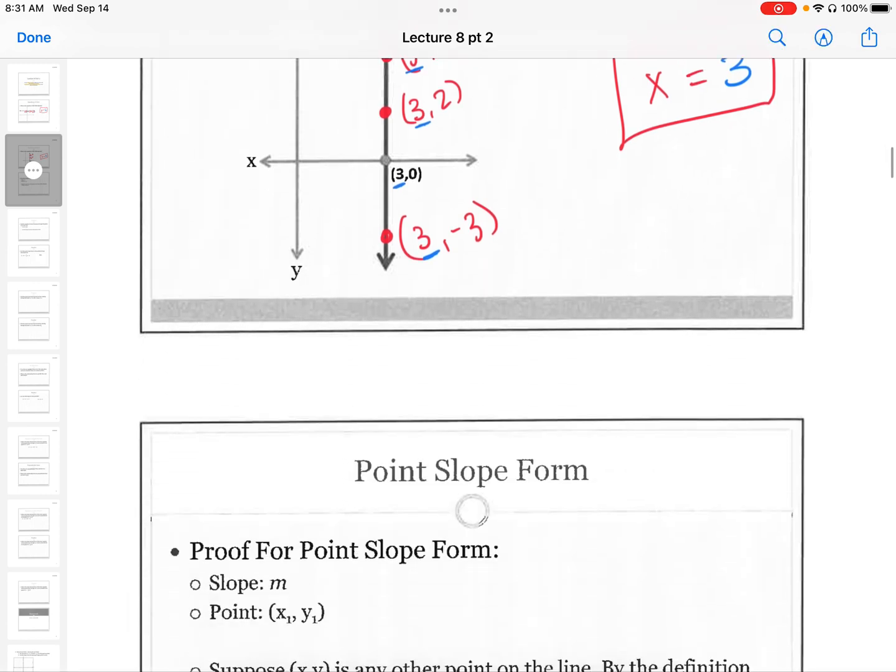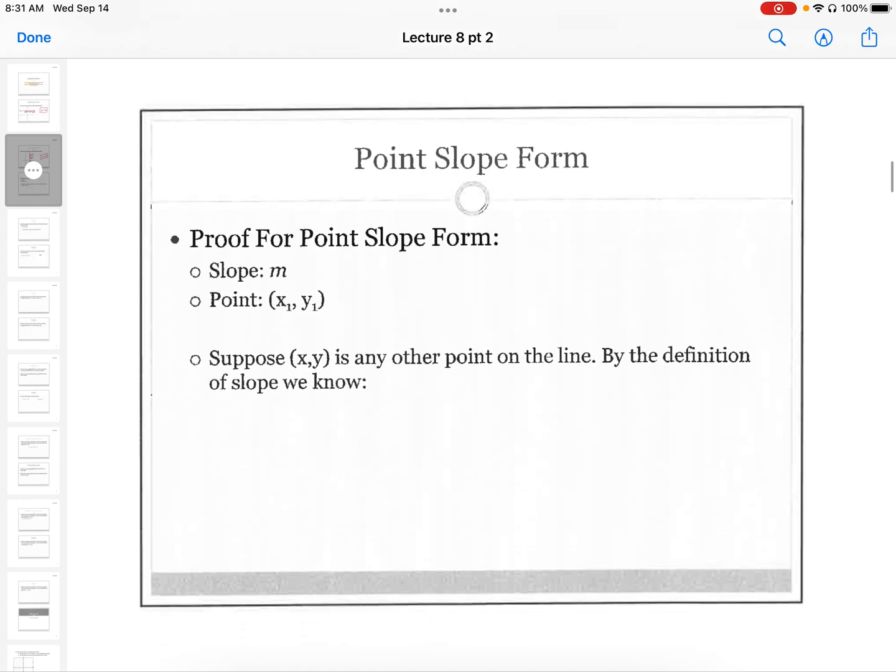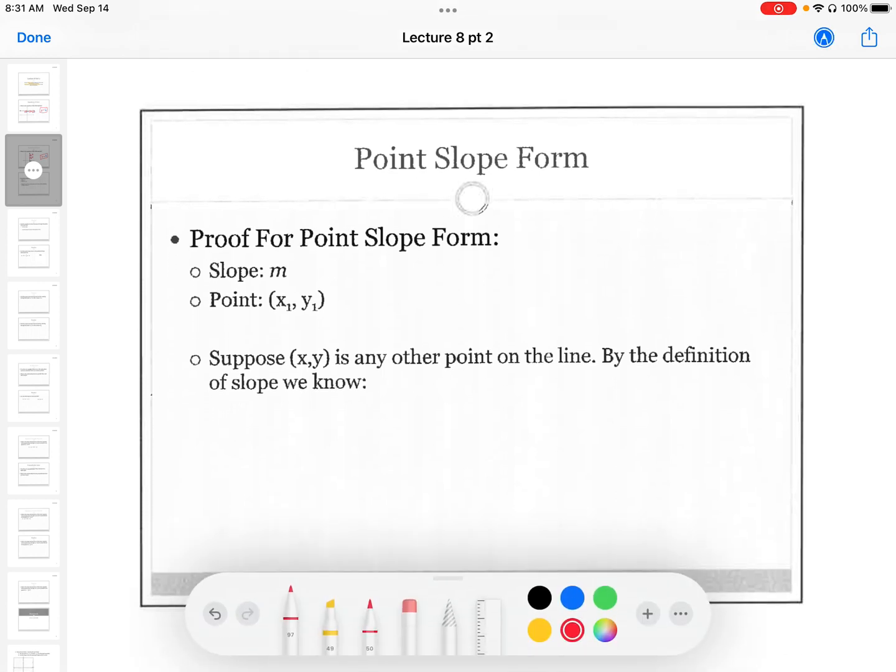Okay, so let's get to our point slope form. So what is our point slope form? Well, we actually get our point slope form from the equation for slope, m equals y sub 2 minus y sub 1 over x sub 2 minus x sub 1. The difference is, though, we only know one of these points. So since I only know one of these points, I'm just going to leave this as an x and as a y. Okay, so instead of the x sub 2, y sub 2, we're just going to leave those as a variable x, y. And we're doing that because that is another point on the line that we don't know.